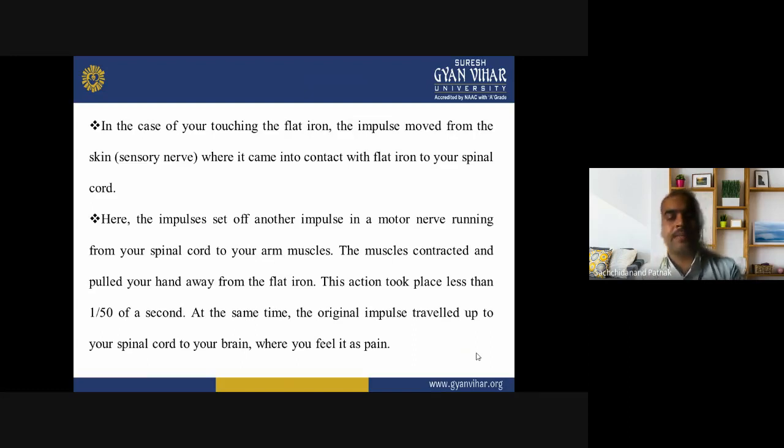At the same time, the original impulse travels up your spinal cord to your brain, where you feel it as a pain.